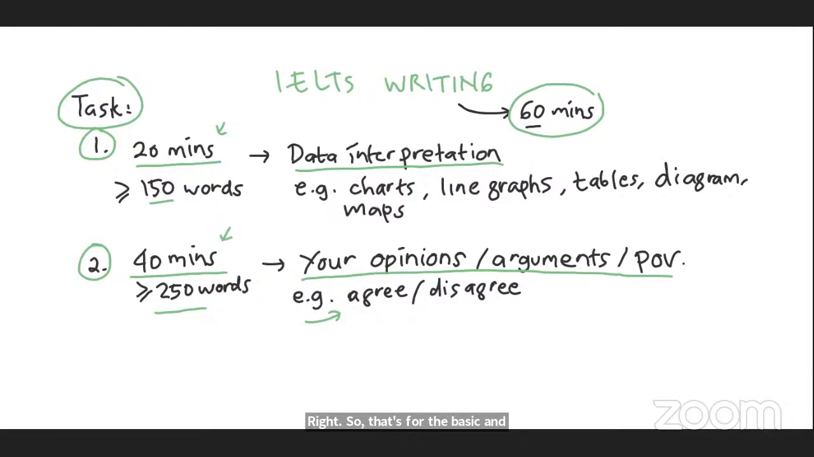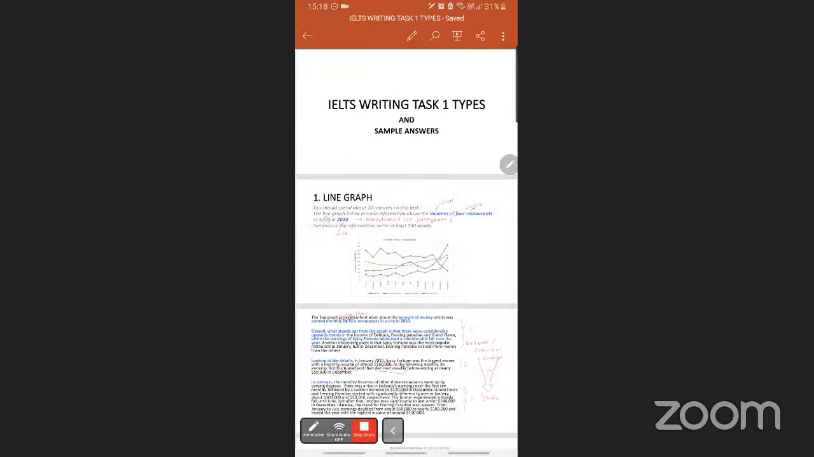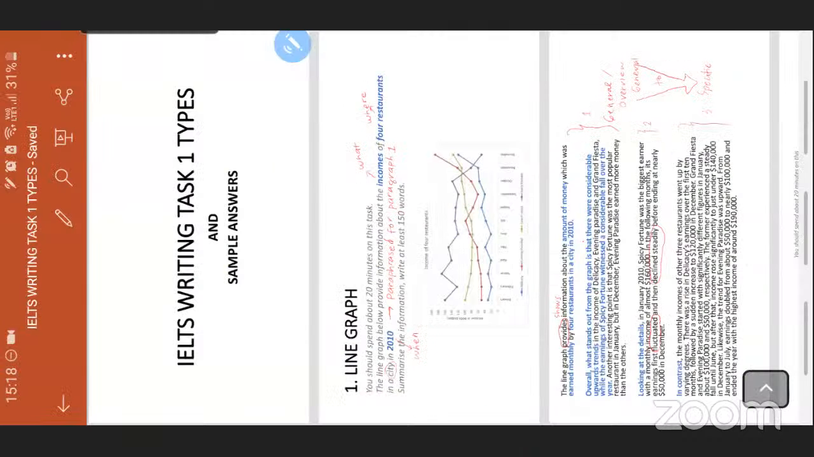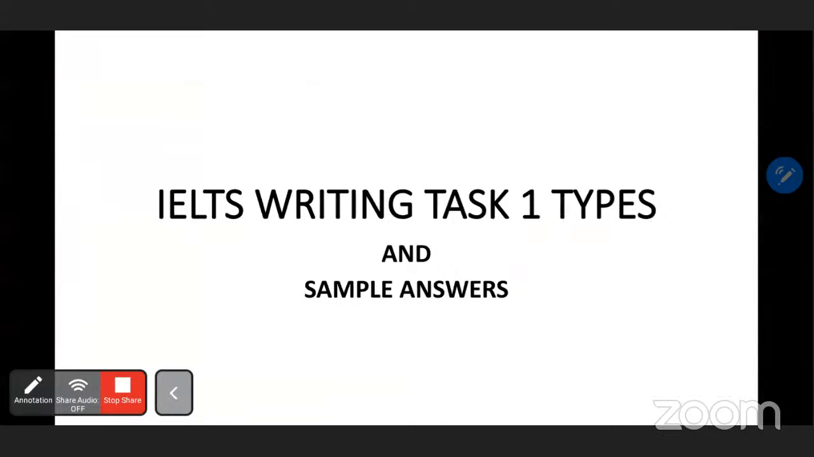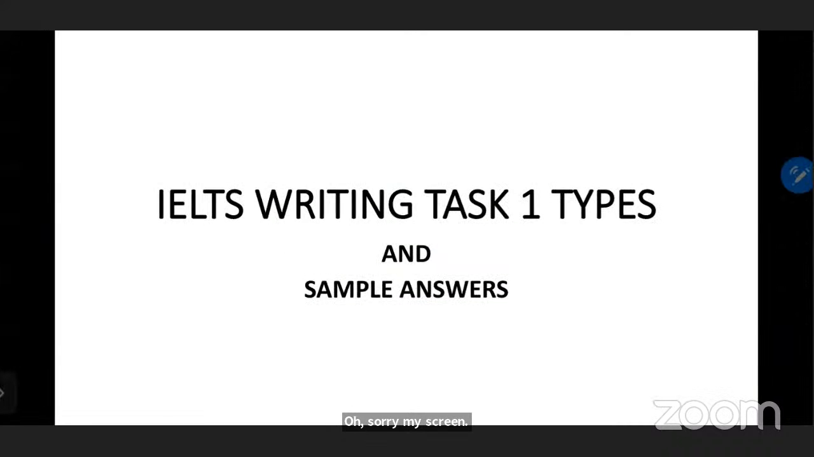And now I'm going to share my screen. We're going to talk first about the writing task 1. Oh, sorry, my screen is not. Okay, so since we have 2 writing tasks and they have a lot of different categories within themselves, we're gonna take it slowly. We're gonna see first about writing task 1 and the sample answers for this one.